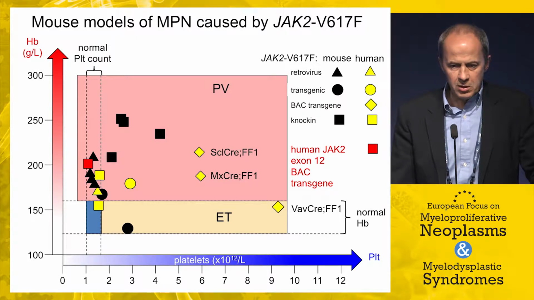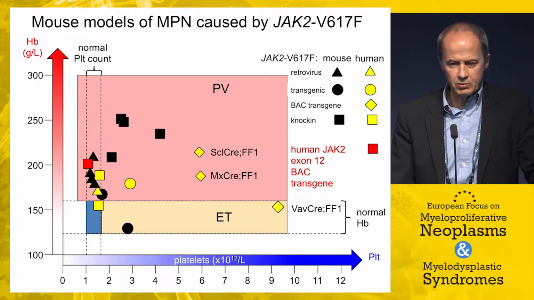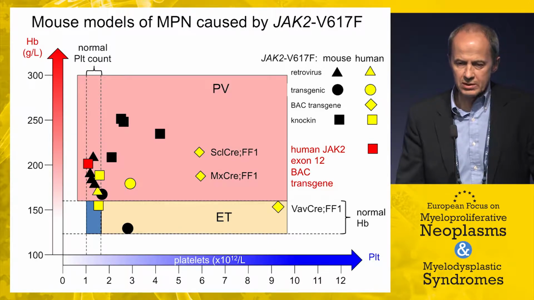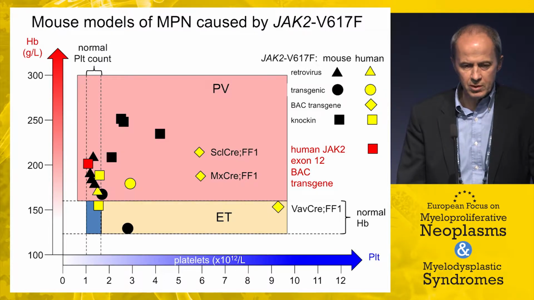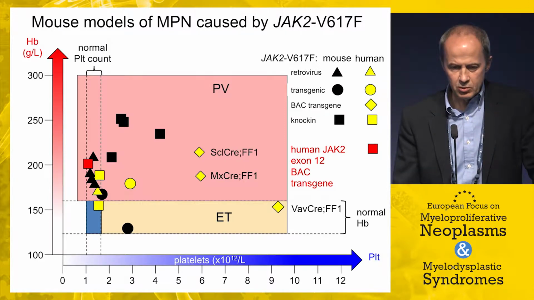Later, and there were some minor differences between using the mutated mouse JAK2 versus the mutated human, which is here in yellow, then came some transgenic models, and these then widened the spectrum of phenotypes. Some mouse models developed ET with high platelets but normal hematocrit.